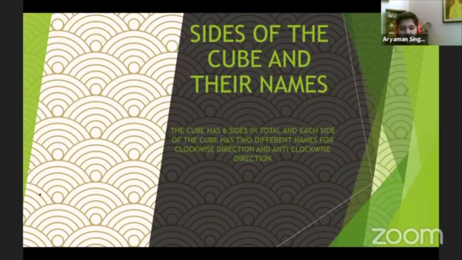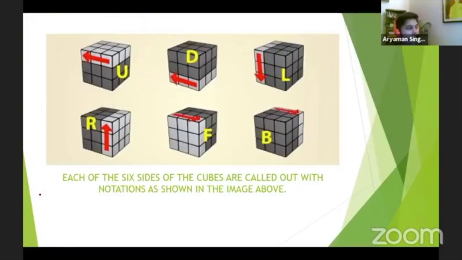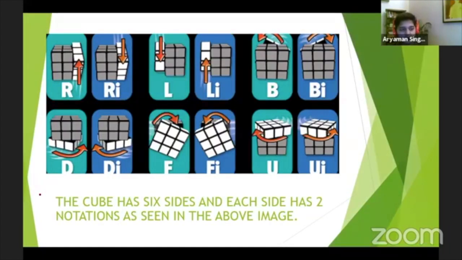There are 6 sides in the cube. The cube has 2 different names for anti-clockwise and clockwise directions. These are the following notations in the cube: U as in U clockwise, D as in D clockwise, L as in L clockwise, R clockwise, F front clockwise, B back clockwise. So R is clear to you. RI means right inverted, which means right anti-clockwise. L means L clockwise, as you might know. LI means left anti-clockwise. B clockwise, BI anti-clockwise. D down clockwise, DI down anti-clockwise. And same for the rest. You may have a look at them.